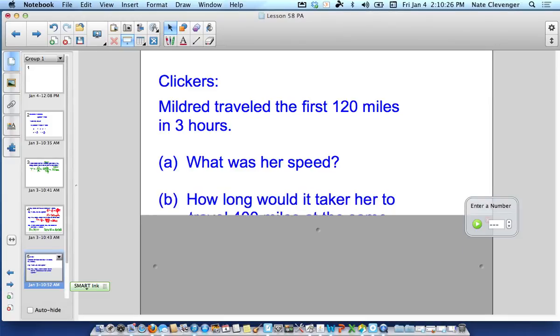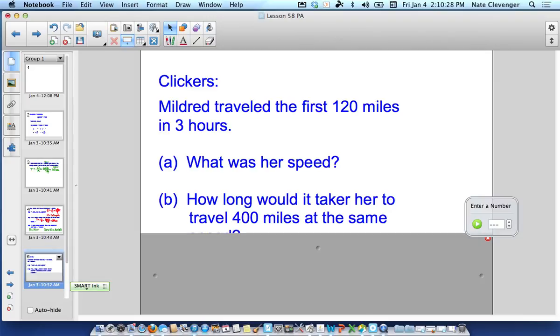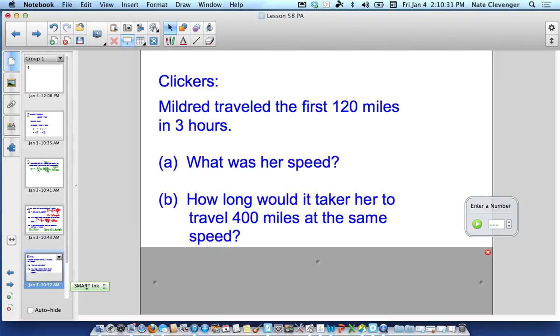Okay, since you didn't get to get finished on it. Alright. So at that speed, how long would it take her to travel 400 miles?